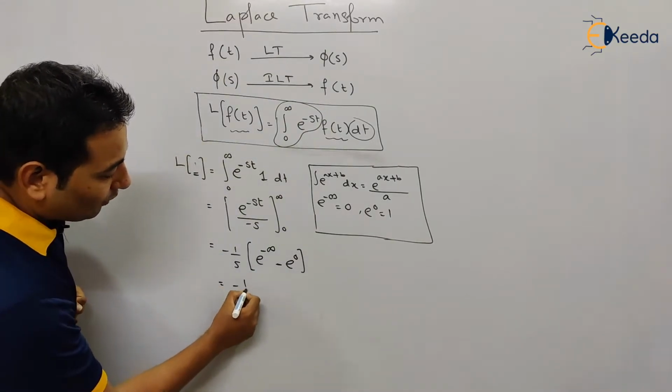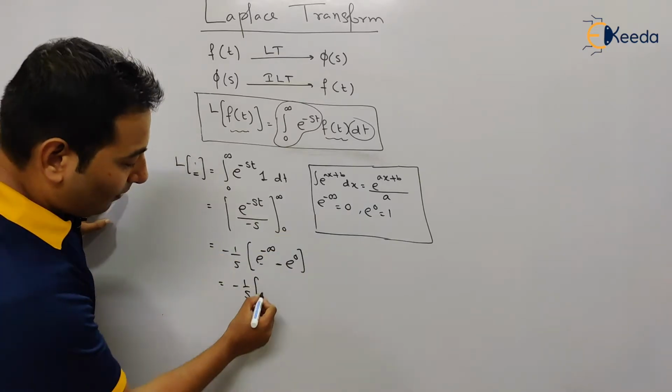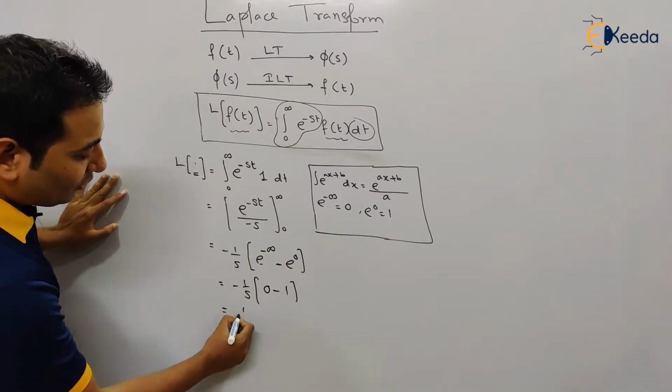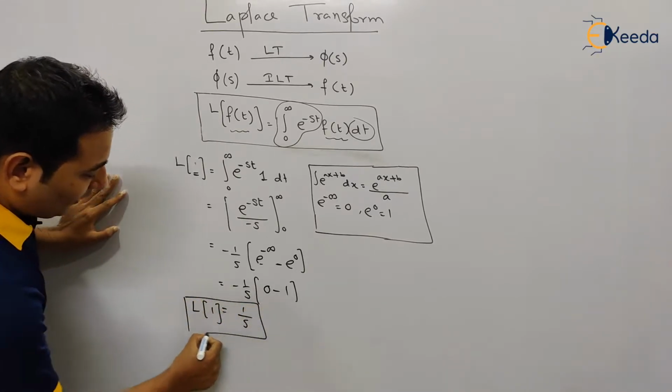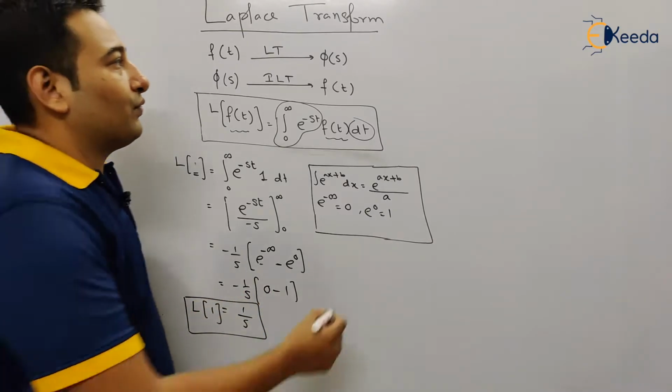So this will be minus 1 upon s, e raised to minus infinity, as discussed, is 0, minus e raised to 0, which is 1. So if you open the bracket, this will be 1 upon s. So this is the first Laplace that we got. Laplace of 1 is 1 by s. If you multiply inside, this will become plus. So this is the first Laplace transform.